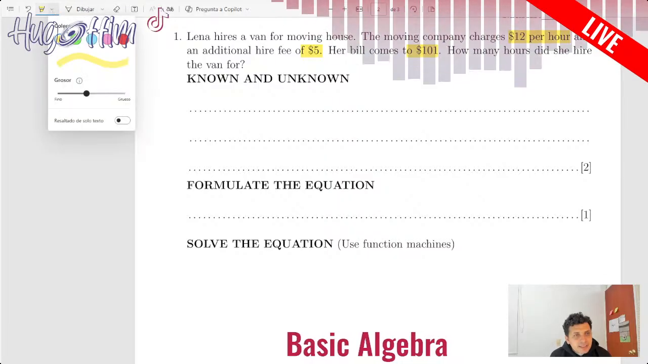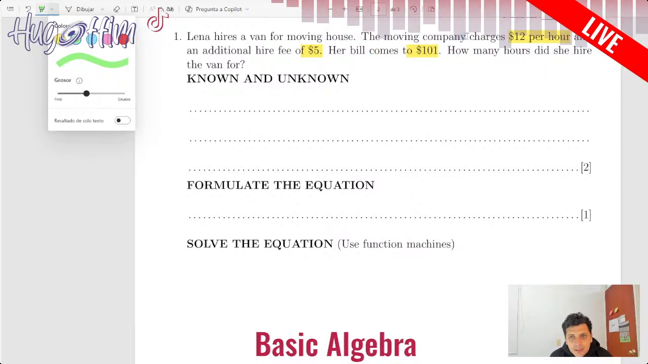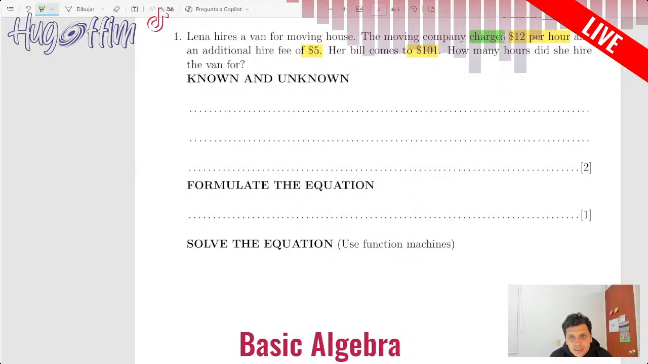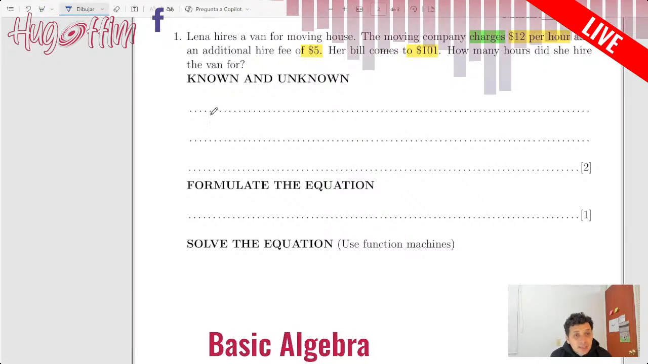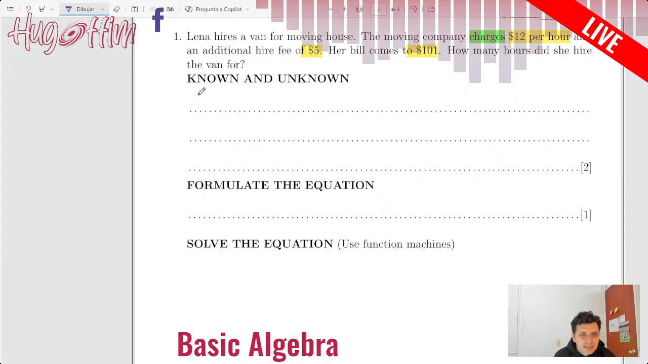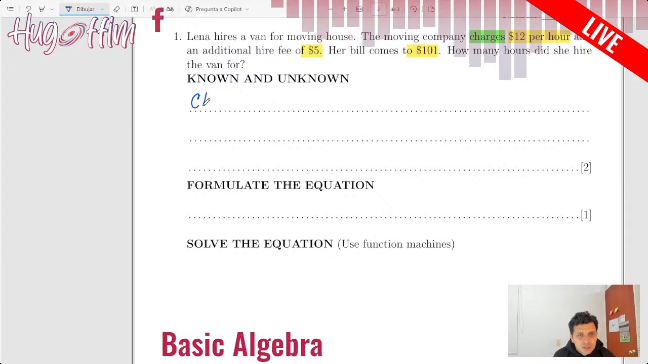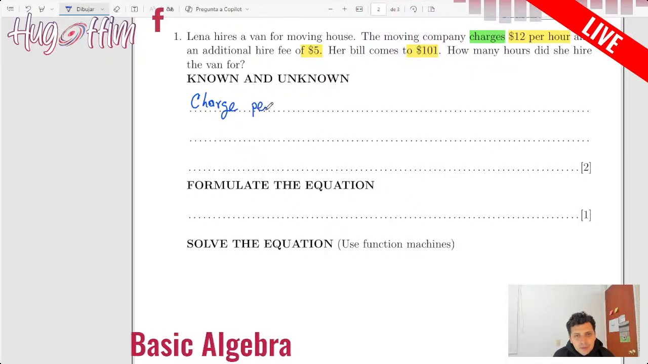I'm going to link this data to a magnitude or a quantity. Look at that, it says the moving company charges $12 per hour. So I'm going to use just the same words as in the situation. Charge per hour.